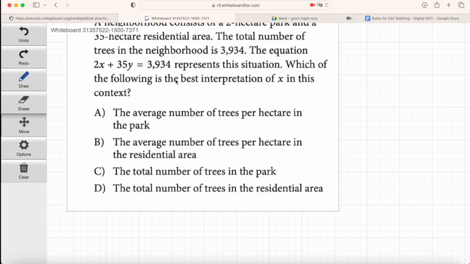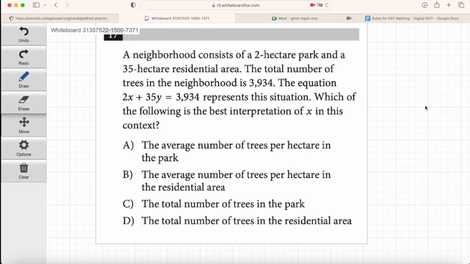A neighborhood consists of a 2-acre park and a 35-acre residential area. The total number of trees in the neighborhood is 3,934. The equation 2x plus 35y equals 3,934 represents the situation. Which of the following is the best interpretation of x in this context?